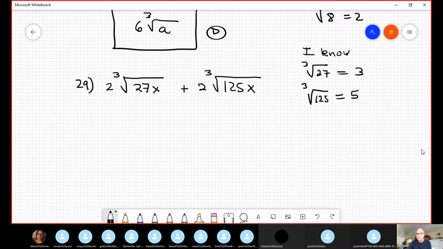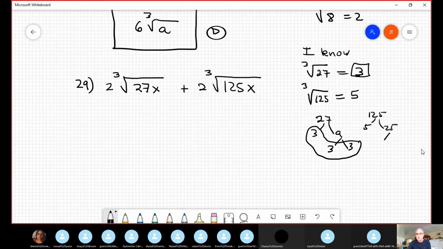Okay, 27 is 3 times 9, and 9 is 3 times 3. Exactly 3 times 3 times 3. We need to put outside only one 3. And 125 is divisible by 5, is 25, and 25 is 5 times 5, exactly the same situation, so a 5 goes outside. So one 3 goes outside, and this 3 and this 2 multiply together to make 6, because it's a factor multiplication, no?